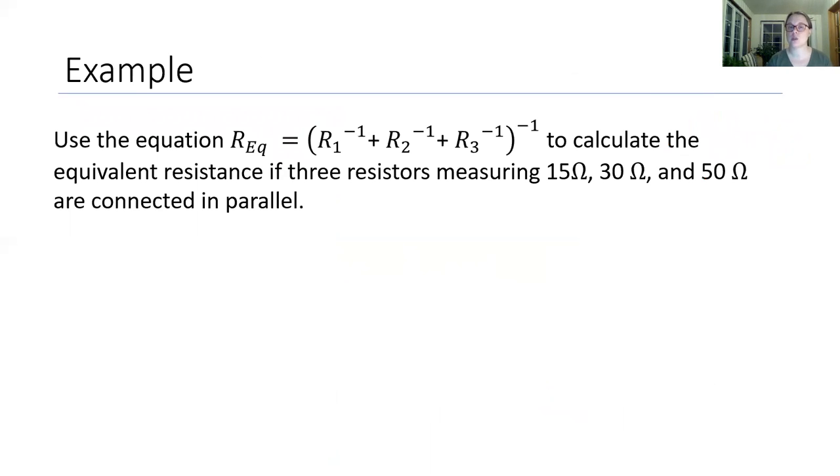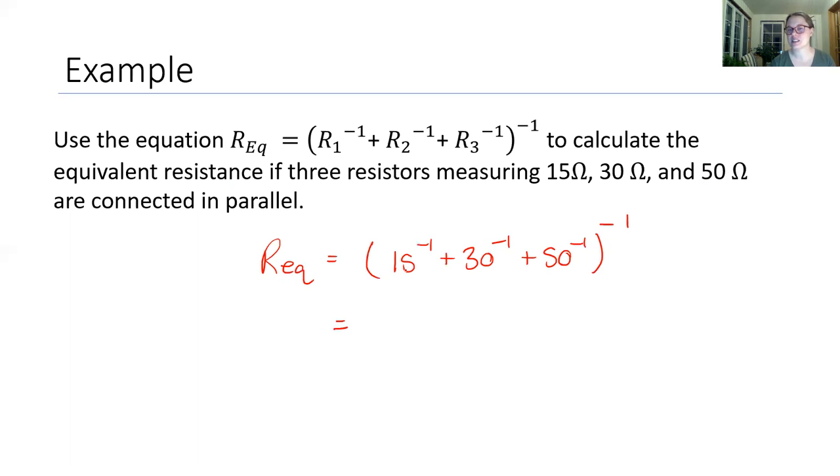So I want you to use the equation REQ equals R1 to the power of minus 1 plus R2 to the power of minus 1 plus R3 to the power of minus 1, all to the power of minus 1. So let's plug it into our formula. So REQ is going to be equal to 15 minus 1 plus 30 minus 1 plus 50 minus 1. I never do equivalent fractions with resistances. I use this method every single time because it's so easy and quick.